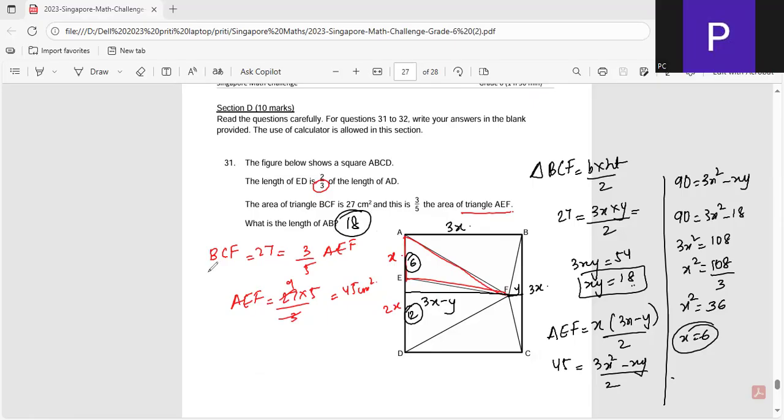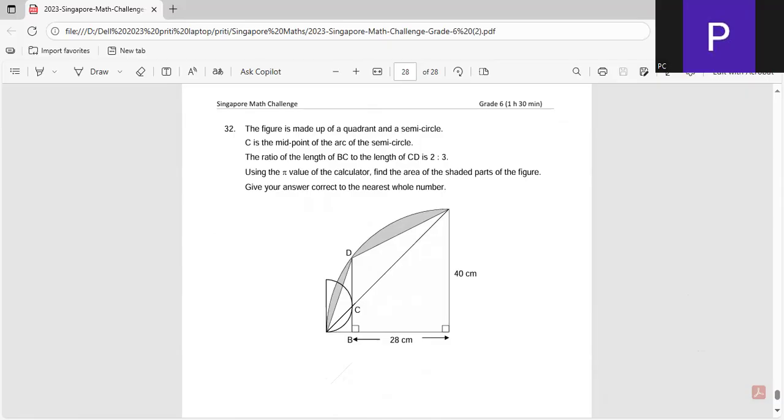The last question, question 32. The figure is made up of a quadrant and a semicircle. C is the midpoint of the arc of the semicircle. The ratio of the length of BC to the length of CD is 2:3. Using the pi value of the calculator, find the area of the shaded parts of the figure. Give your answer correct to the nearest dollar. Now, in this case, this is the quadrant.